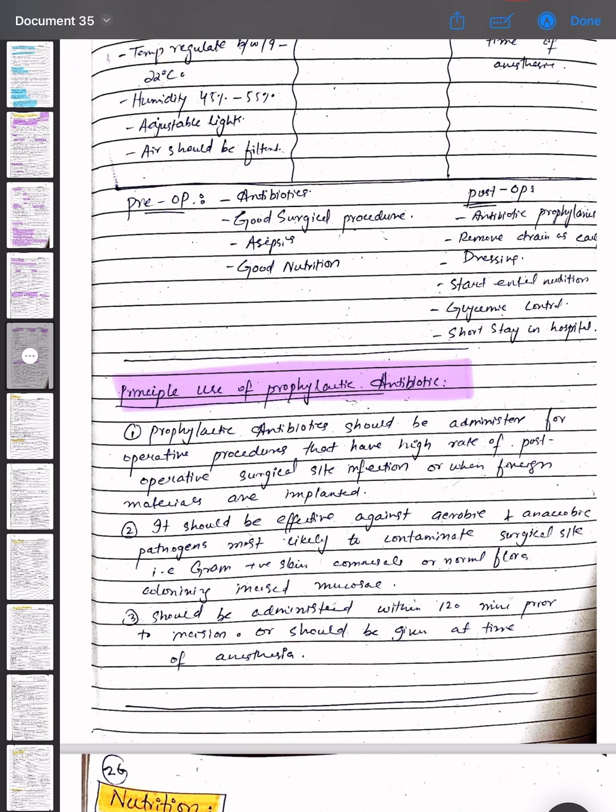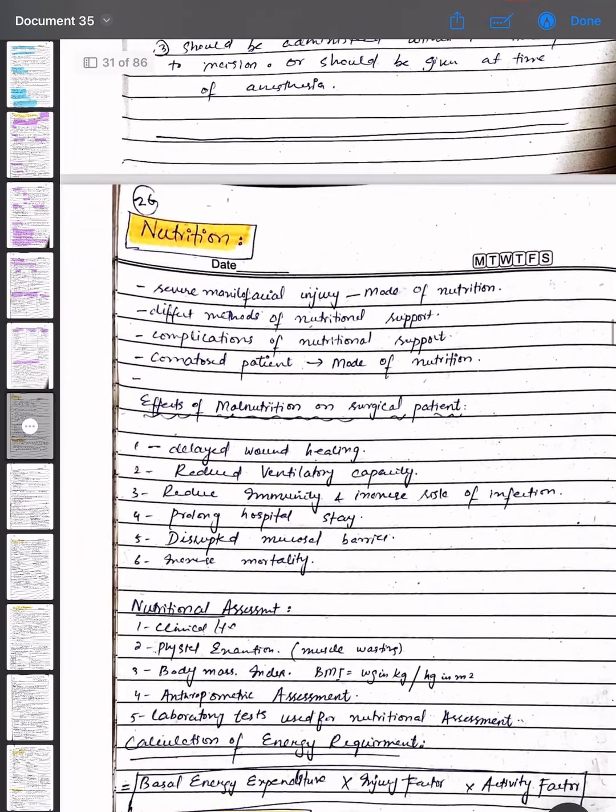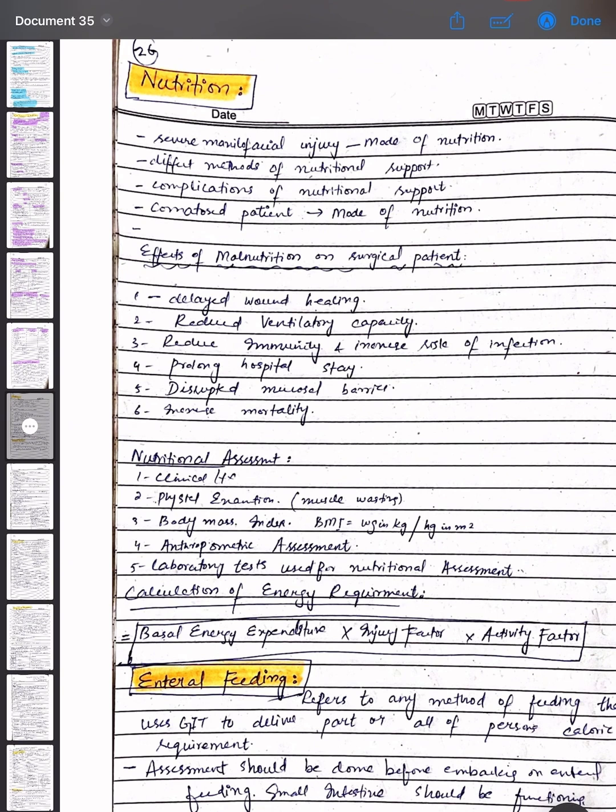Now coming towards our next chapter, that is nutrition. What are the important points that we will discuss in this chapter? We will discuss severe maxillofacial injury and its mode of nutrition. Then we will discuss the different methods of nutritional support, then the complications of nutritional support, and then the comatose patient mode of nutrition. What is the mode of nutrition for a comatose patient?